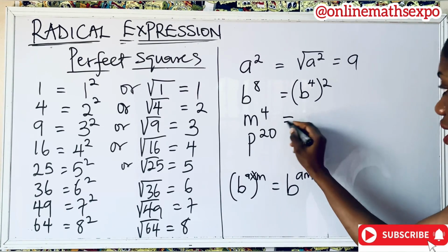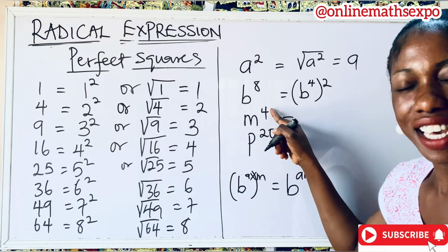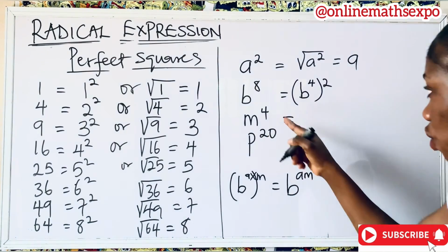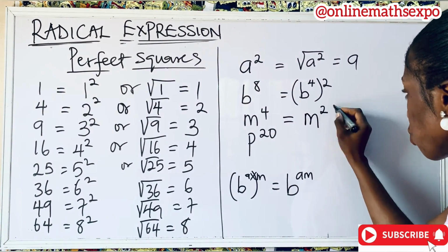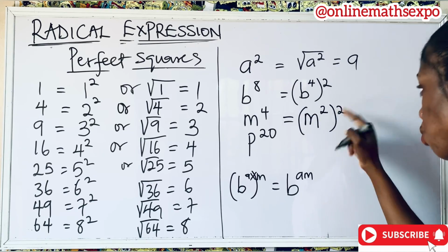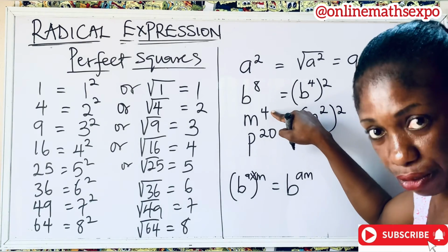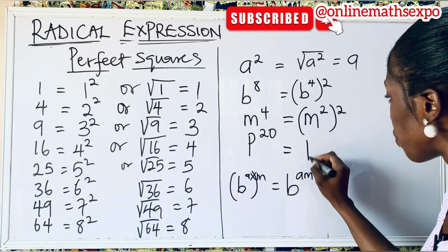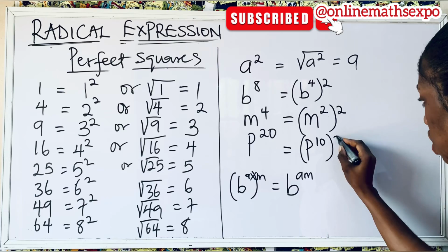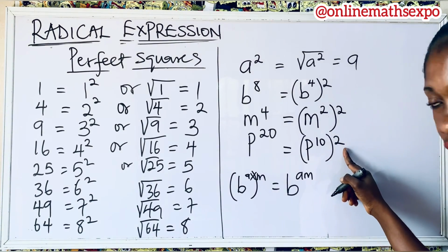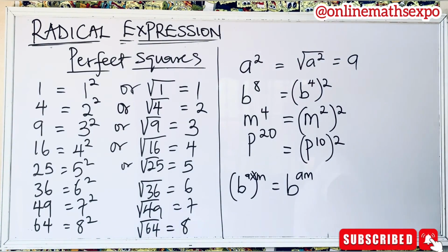Now the next is this. m to the power of 4 is also a perfect square because we can express it in a square form to be m raised to power of 2, then raised to power of 2. So that when you multiply, you get back 4. Now we also have p to the power of 20, which is a perfect square because we can express it like this. Okay, and so many other examples.